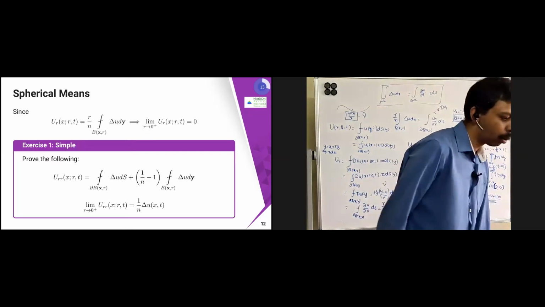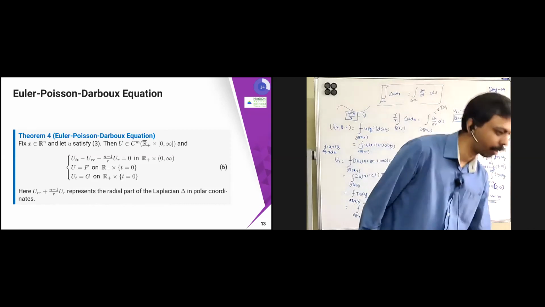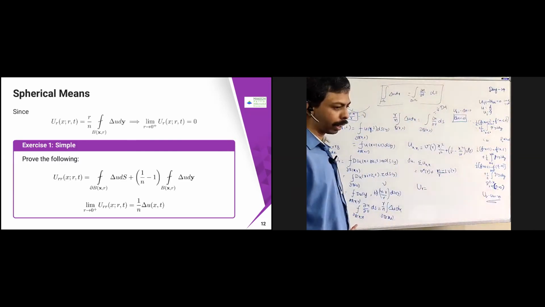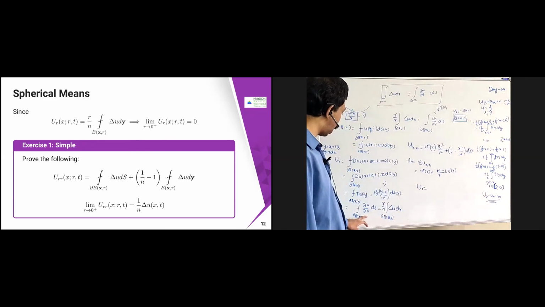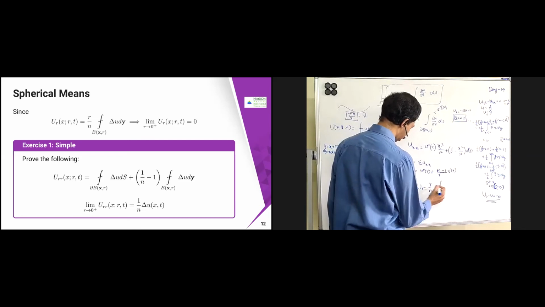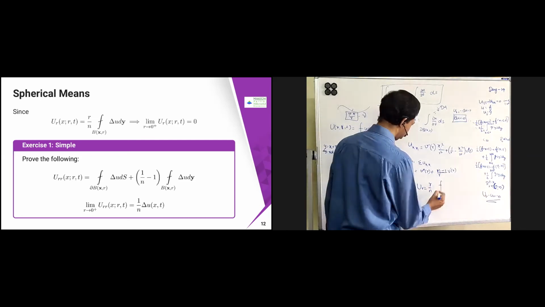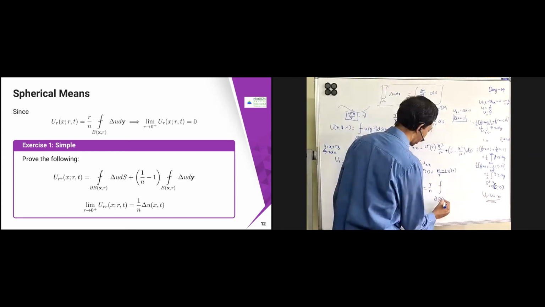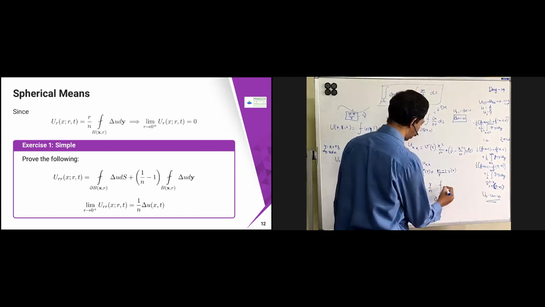Now this I left as an exercise. The exercise is u r of x, r, t. We have this written: u r of x, r, t is nothing but r by n integral dou B of x, r, del u dy.